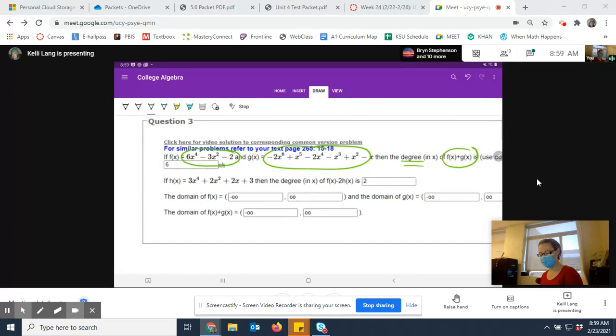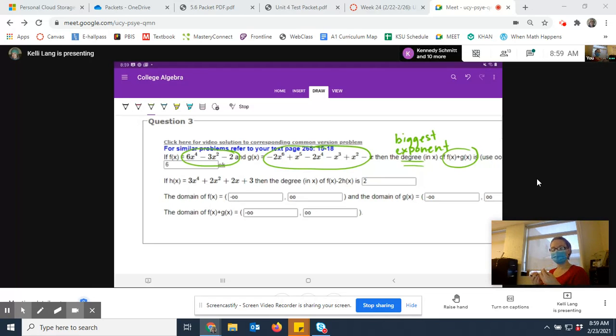Before I even get into any addition, let's talk about what degree means. The degree of a polynomial is the highest exponent, the biggest exponent. So I'll even write that out for us. That's our biggest exponent. Before I even do any work on this, we can actually figure out the answer without adding anything together. Let's use logic to figure this out.